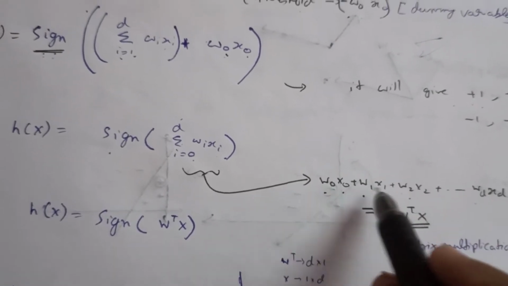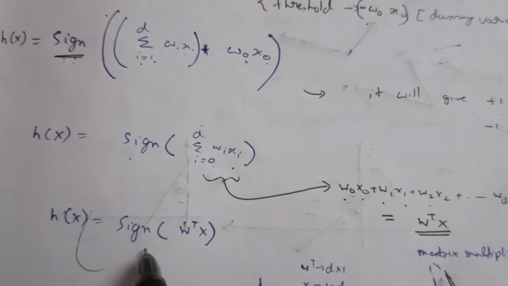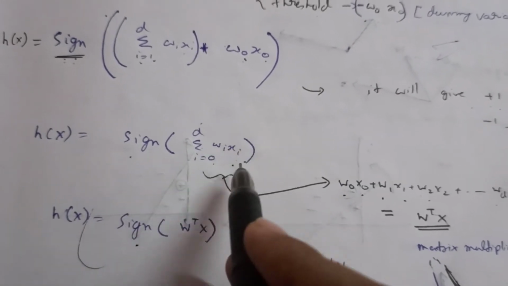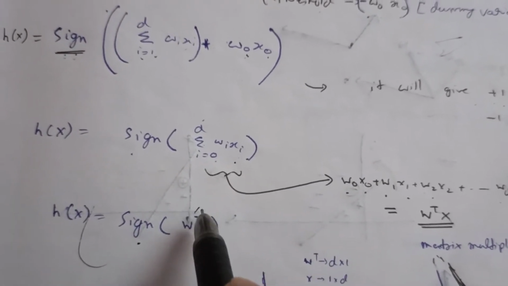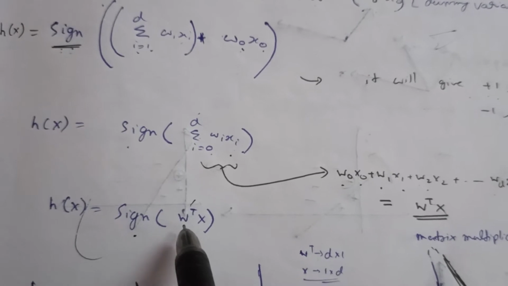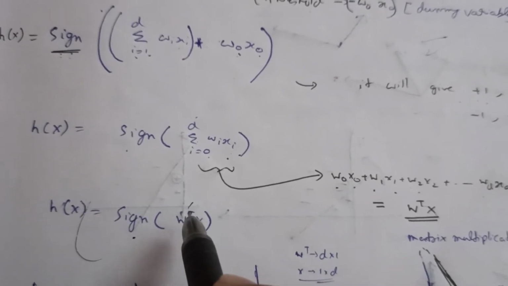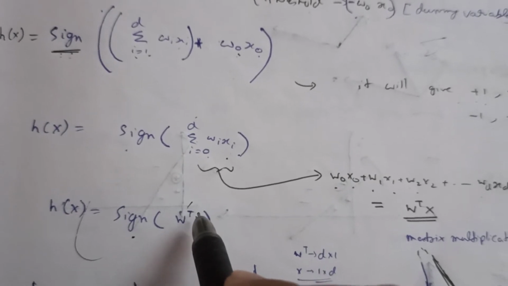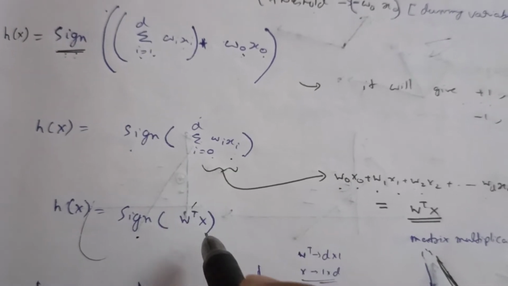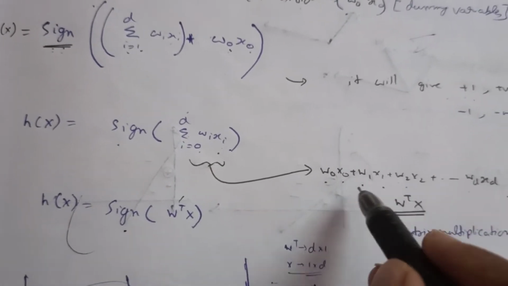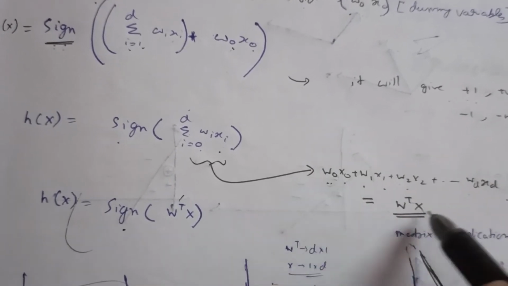So this is a d-dimensional vector. This whole thing inside the sine function will be written as w transpose x. Here w is the weight vector, or we can say weight matrix. We are taking the transpose of this w matrix and taking the product with x, multiplying this matrix with the x vector. This w0 x0 plus w1 x1 is a mathematical formula.